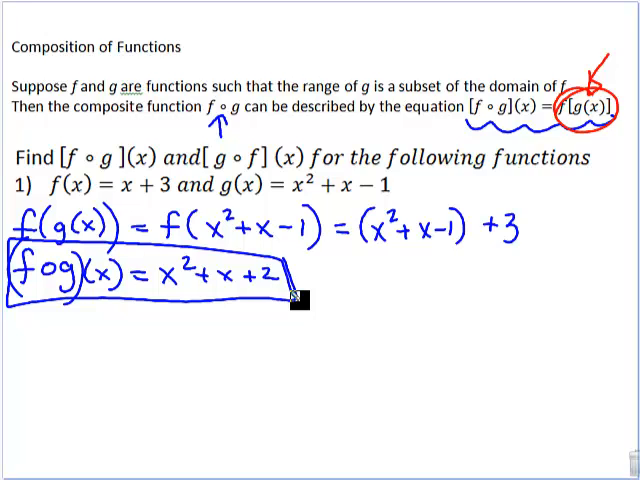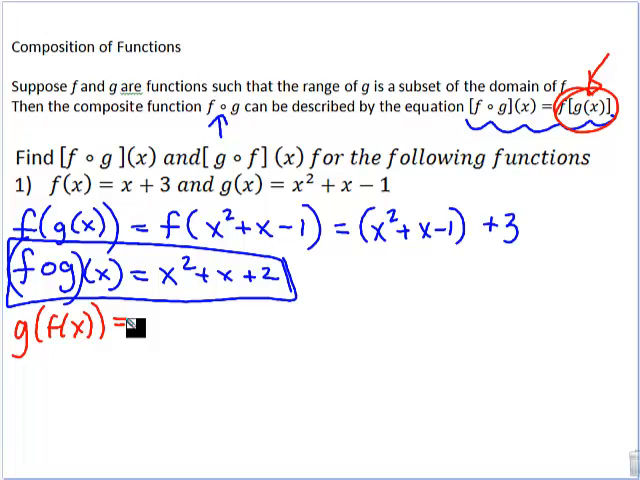Okay, so now we're going to go the other way. So now we're going to do g of f. So g of f of x. Okay, so now we're starting at the function g here. So here's our function g. And instead of these x's, what would I replace each x in this function with? Yeah, this x plus 3 right over here.